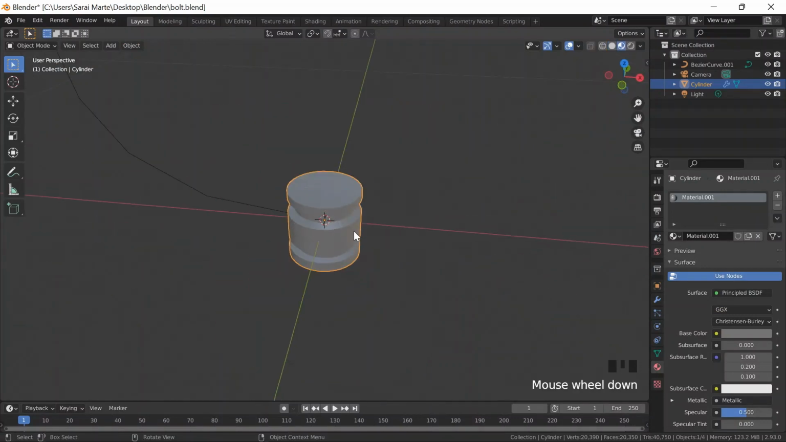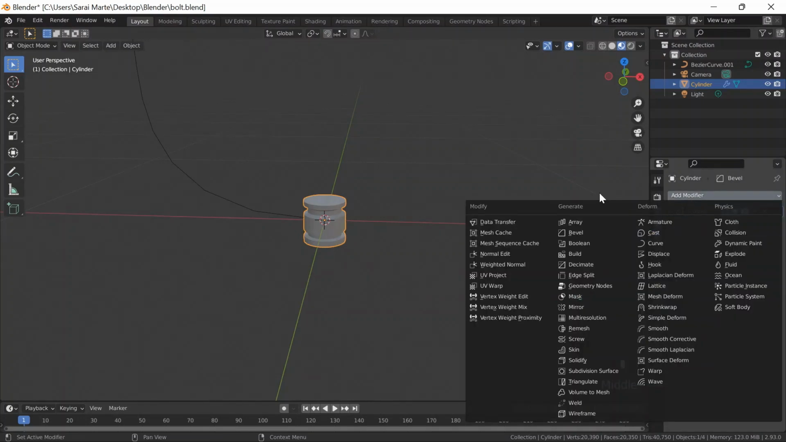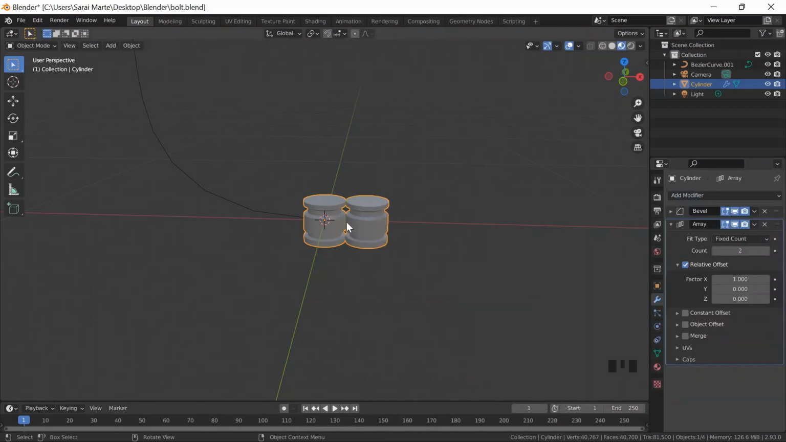Okay, so now we're gonna go to modifiers, and we are going to add another modifier. This modifier is going to be the array modifier, and what that's going to do is multiply the thing, and we can say, okay, let's say we want like 10. Now it's frozen. Great.